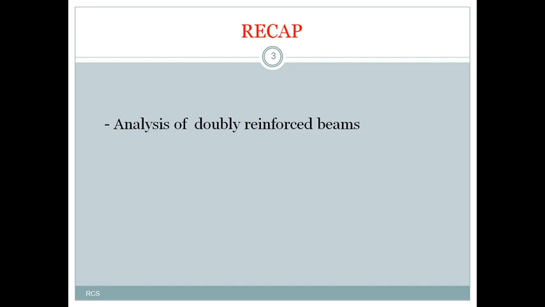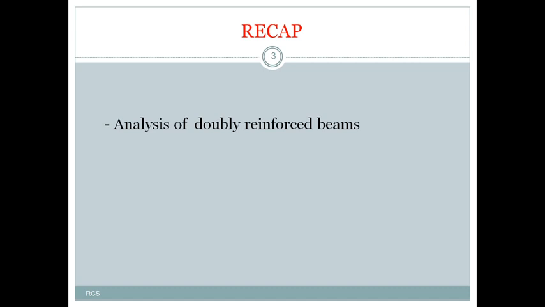Let us recall the things we have discussed in our previous classes. In the previous class, I discussed the analysis of doubly reinforced beams. We looked at the steps for calculating the moment of resistance, solved some numerical problems based on those steps, and calculated the moment of resistance. Let us recall those steps again.